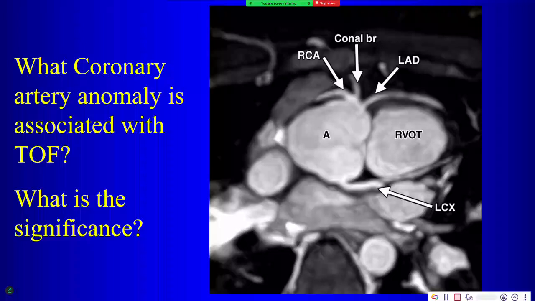It's important for surgical planning, right? During surgery, to relieve the outflow, they have to cut into the right ventricle and relieve that infundibular stenosis from the outflow tract. And if there's a coronary vessel cutting right across the outflow tract of the right ventricle, that, of course, is something the surgeons need to know about.